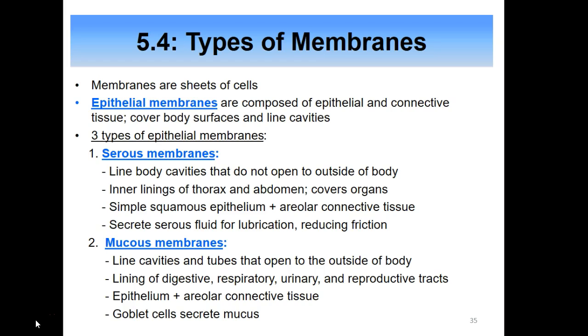Then you have your mucous membrane. And that, of course, lines body cavities that are open to the outside, like your lungs. When you breathe in, they are lined with mucous membranes. Your digestive tract also has a mucous membrane, as well as your urinary tract. And these are wet and moist membranes because they are secreting mucus.